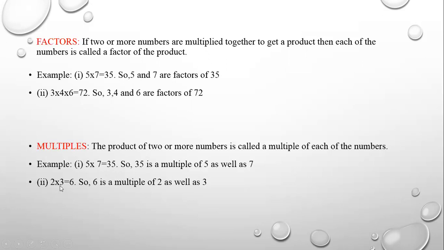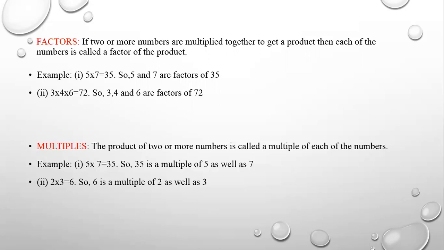Next, see another example. 2 cross 3 is equal to 6. So 6 is also a multiple of 2 and 3. So this is the meaning of multiples. There are some characteristics of multiples, like every number is a multiple of itself, because when you multiply a number with 1, it will be equal to the number itself.